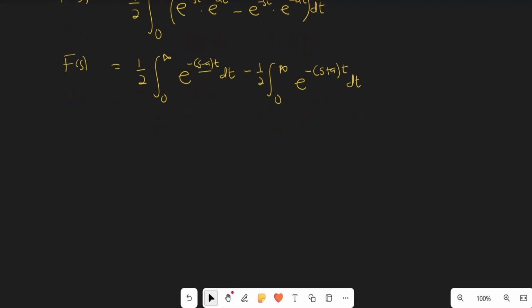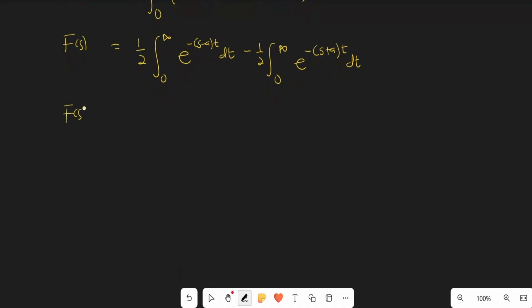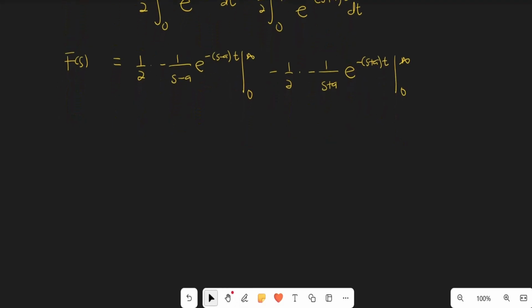Cool. So s minus a, s plus a, all these are constants in the t domain, so we can easily integrate this. These integrals are now trivial. So integrating this one is going to be -1 all over s minus a, and then e raised to the power negative s minus a times t. We are done with the integration. Put the limits of integration from 0 to infinity. And now minus 1/2, integrating this one is going to be the same thing. This is multiplied by -1 all over s plus a, and then we have e raised to the power negative s plus a times t. The limits of integration from 0 to infinity.